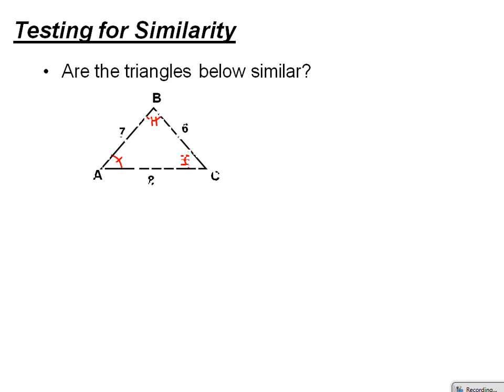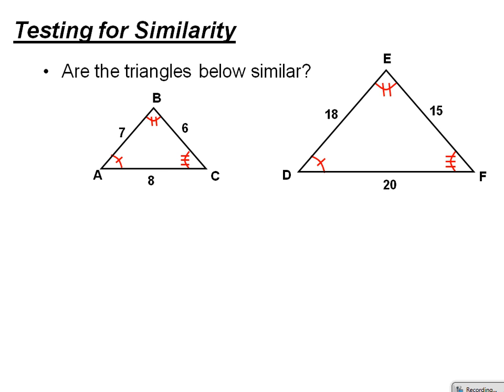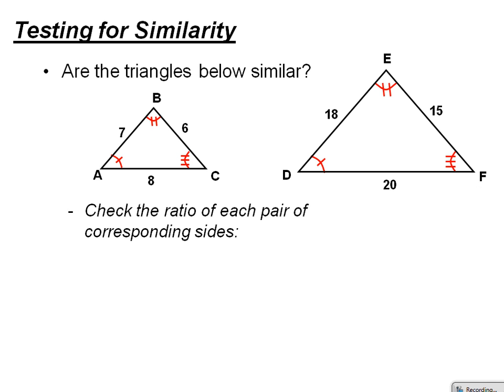Now, to test for similarity, we need to check the two criteria that we had just discussed in the previous slide. We need to make sure that the corresponding angles are congruent and the corresponding sides are proportional. In this case, all the angles are congruent, so we don't have to worry about the angles. But what about proportionality between the corresponding sides? Let's test it. So first of all, we have length DF and length AC, the ratio 20 to 8. Then length FE to length BC, 15 to 6. And length DE to length AB, 18 to 7.